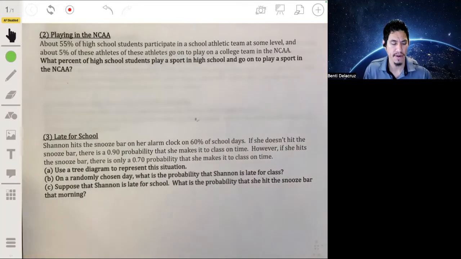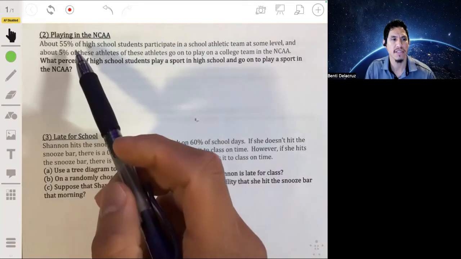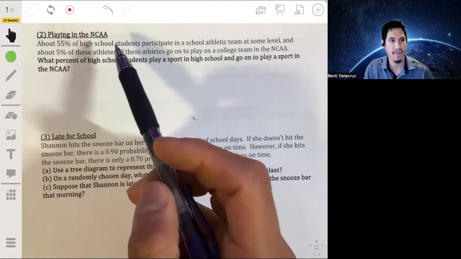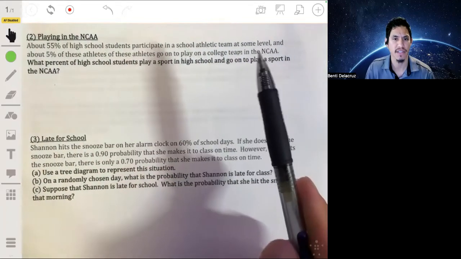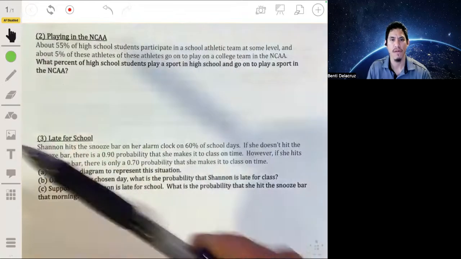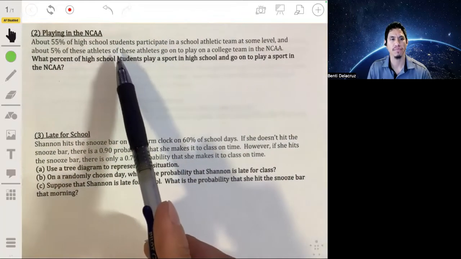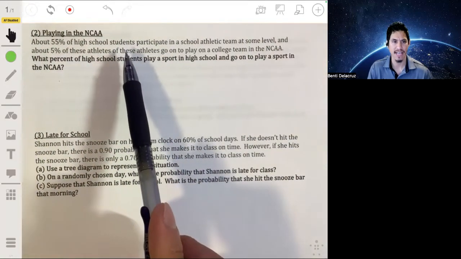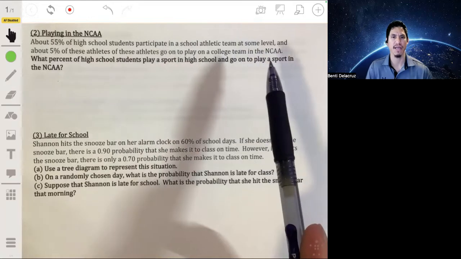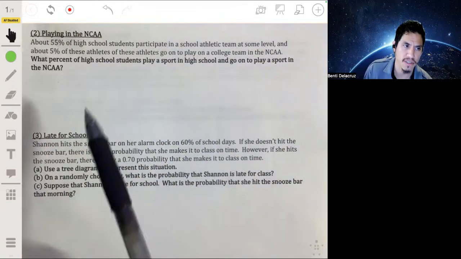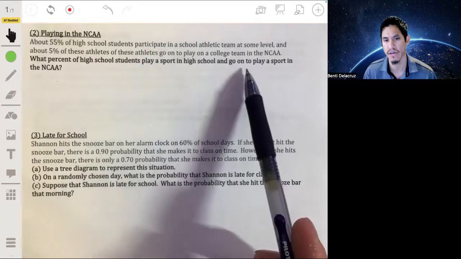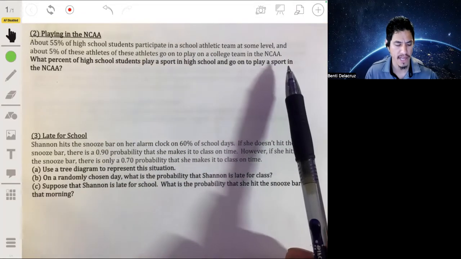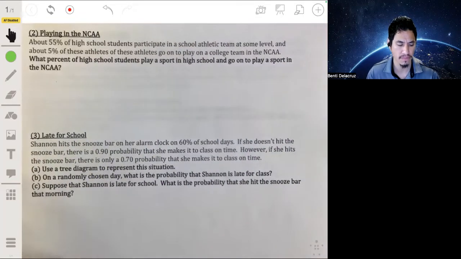Okay, so here we've got playing in the NCAA. About 55% of high school students participate in a school athletic team at some level. And about 5% of these athletes go on to play on a college team in the NCAA. So now the question is, what percent of high school students play a sport in high school and go on to play a sport in the NCAA?